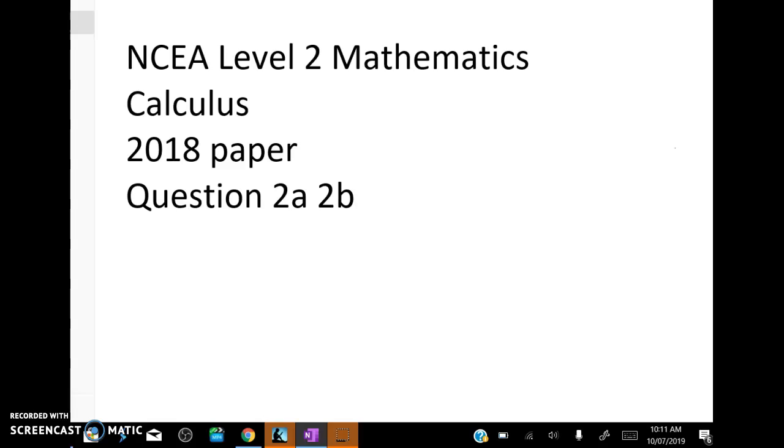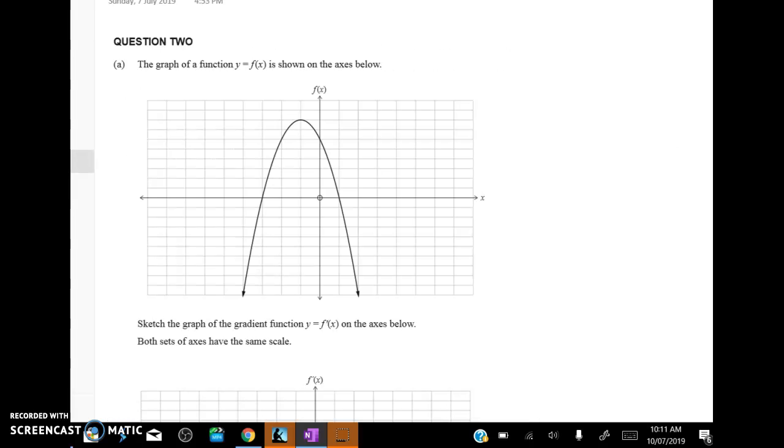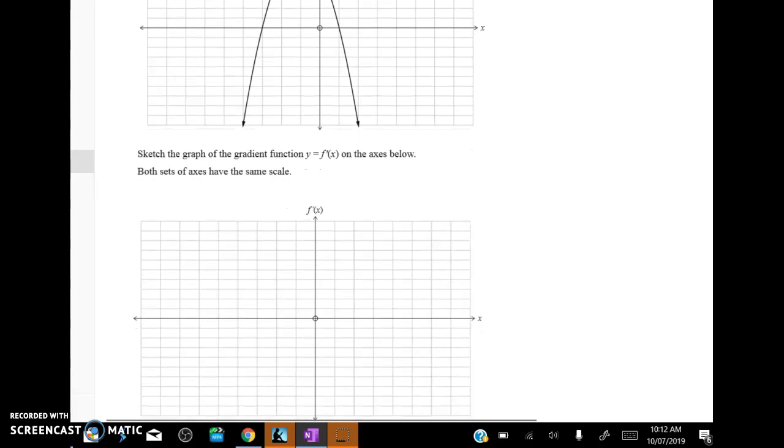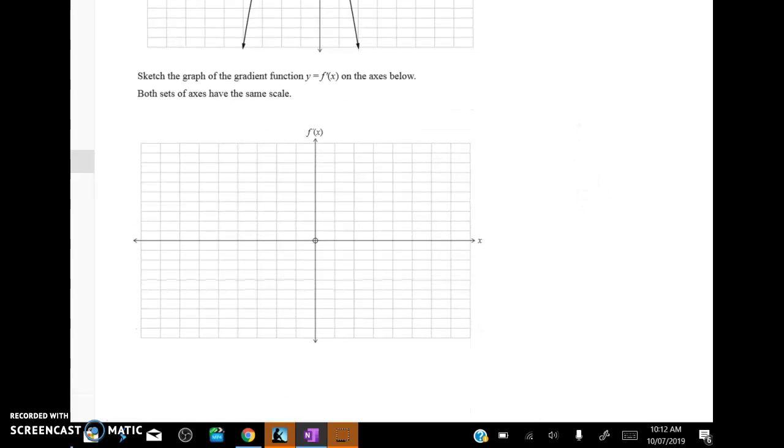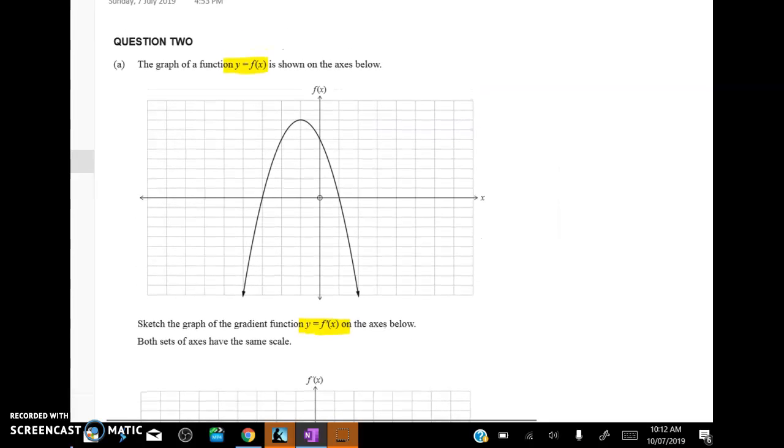Here are questions 2A and 2B from the 2018 Level 2 Calc paper. So question 2A is one that comes up all the time, and we're given the graph of a function. So here's the function, y equals f of x, and we can see that it's a parabola, a quadratic. And underneath that, we have to draw the graph of the gradient function, f dash of x. In other words, we have to think about the slope all the way along that curve.